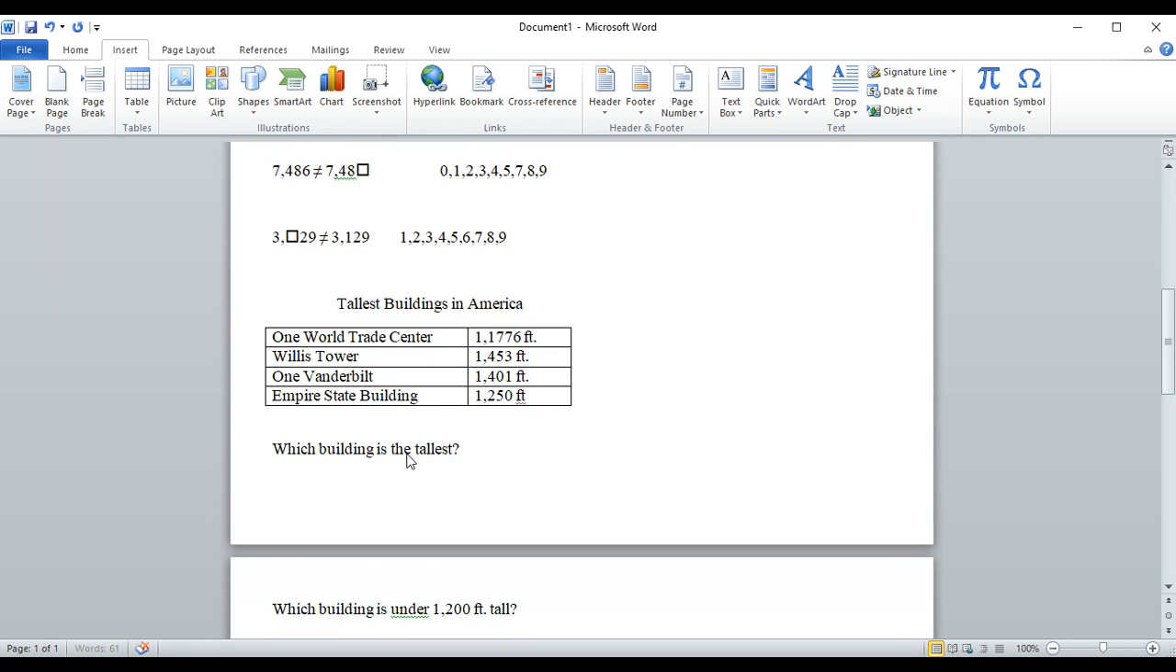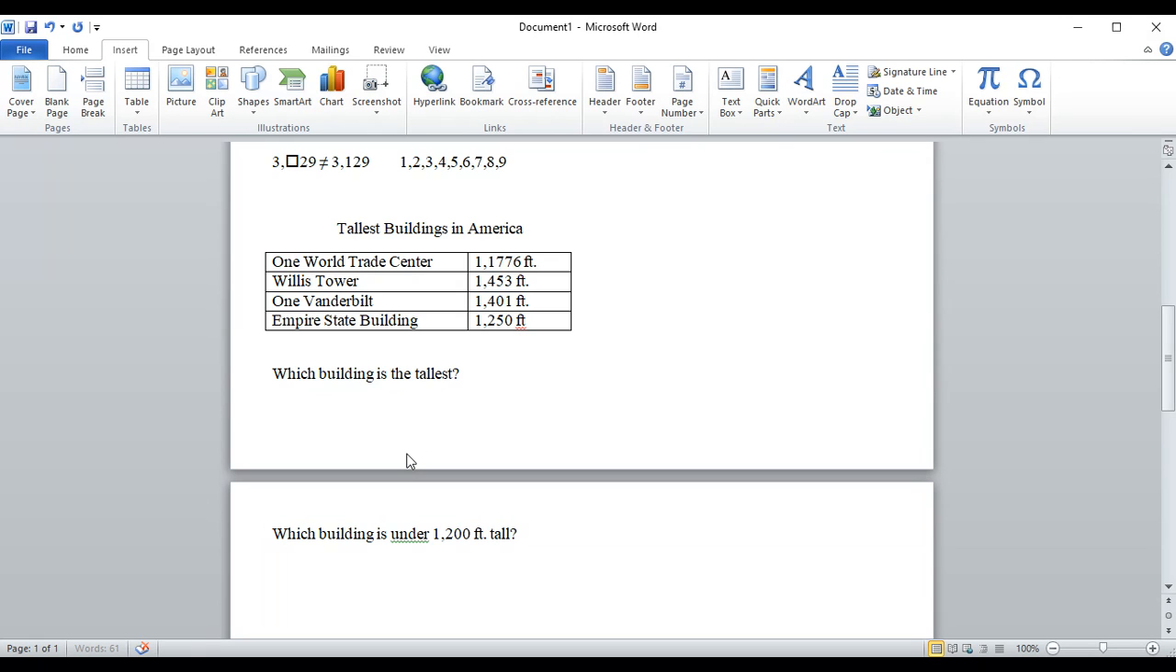All right, and finally, on this particular worksheet, it's asking you to compare using a table or a chart. So this is a table or a chart about the tallest buildings in America. One World Trade Center is 1,176 feet tall. Willis Tower is 1,453 feet tall. One Vanderbilt is 1,401 feet tall. And the Empire State Building is 1,250 feet tall. The thing you have to pay attention to here is how the question is phrased.